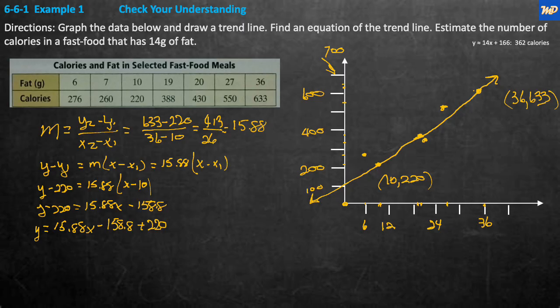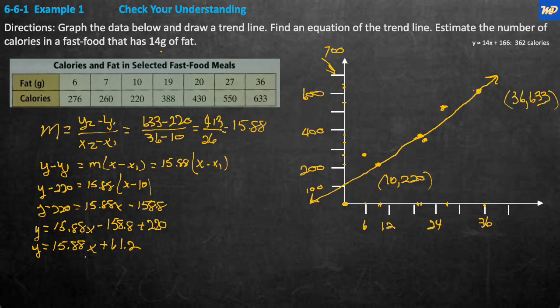So I'm going to rewrite this now. Y is equal to 15.88x plus 61.2. So that's the equation that I came up with here. Okay, and then to solve for our 14 grams here, we're going to substitute 14 for x.